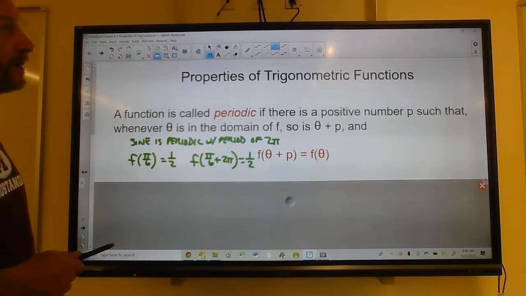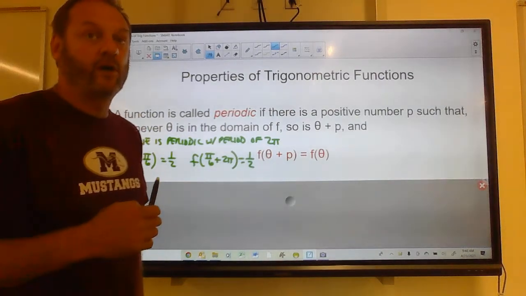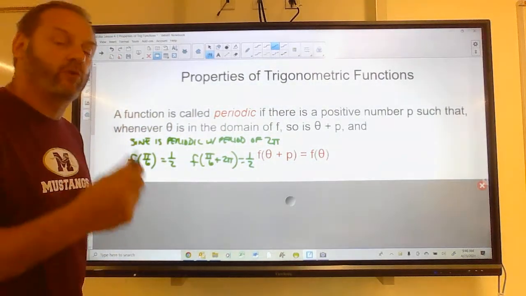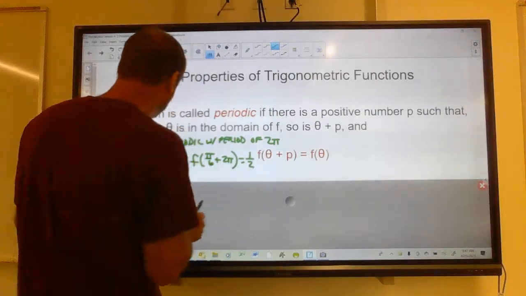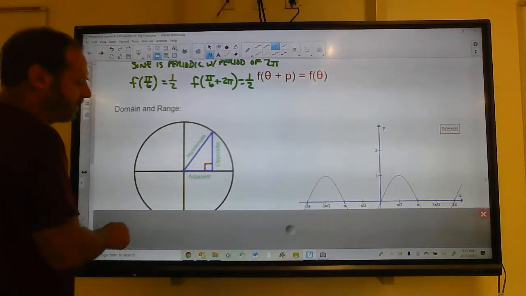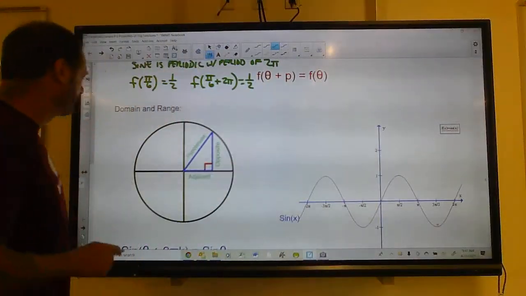The cosine of 0 is 1. Well, the cosine of 0 plus 2 pi is also 1, and 0 plus 4 pi is 1. So that's what this means right here. Now, why does that occur with sine and cosine?